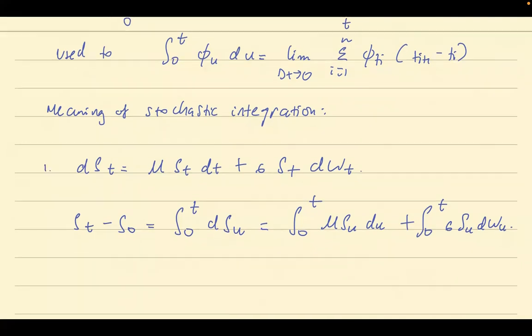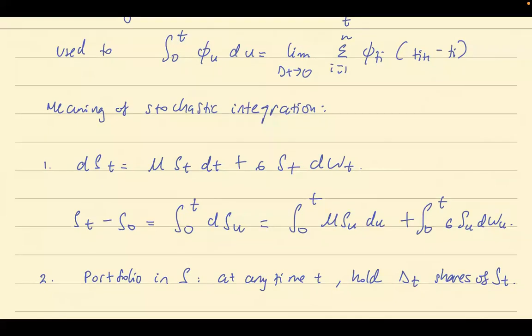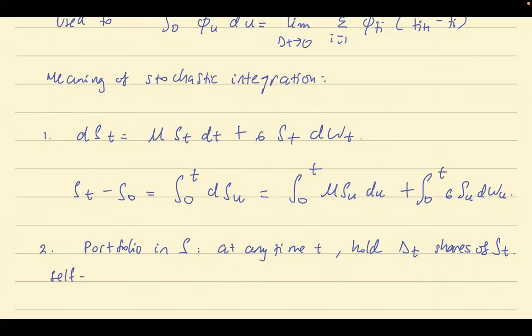The second one is probably more meaningful. The second one is when you construct a portfolio. If you have a portfolio, let's say in stock, and suppose that at any time you hold, and here's where the word delta comes in, somehow it's traditional to use delta to denote the number of shares. And you suppose that this portfolio is self-financing, meaning that you don't insert money in and you don't take money out of the portfolio. We'll talk about that later.